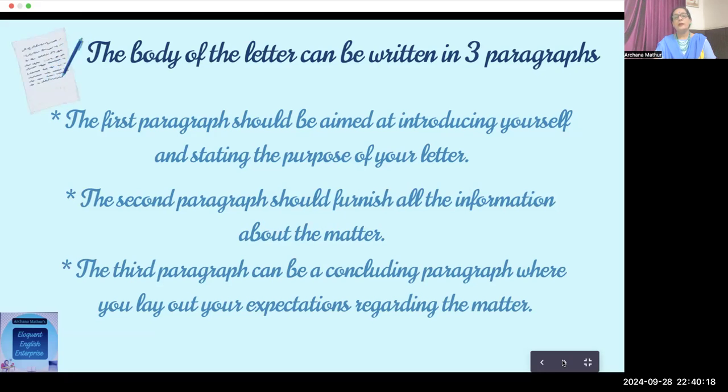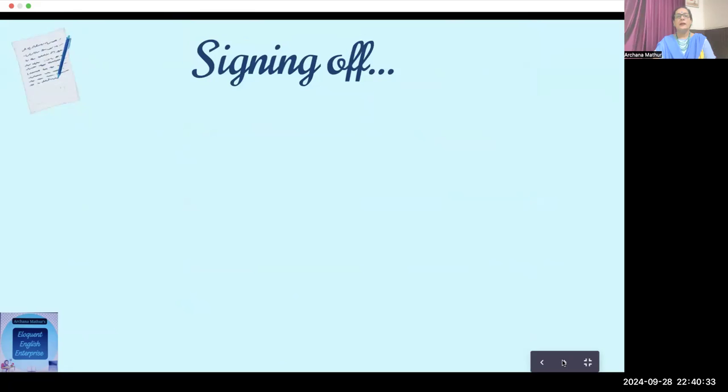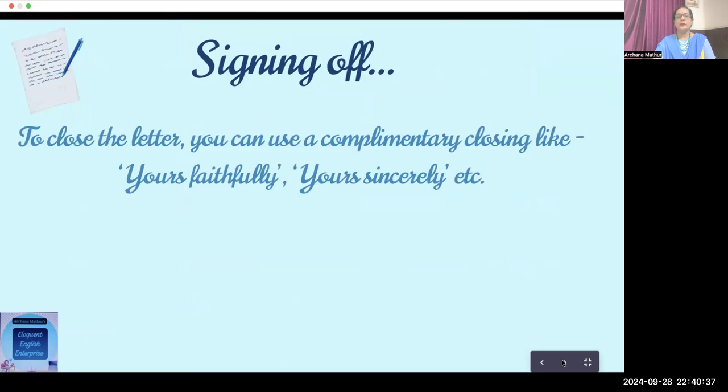That is, after you've written the purpose, after you've given all the details, now, what are your expectations? What do you think should be the outcome of your written request or letter? And then comes the signing off. And how do we do that? We close the letter with a complimentary closing, like yours faithfully or yours sincerely.